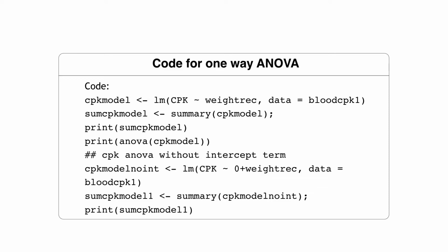So it's a linear model, and CPK is the creatine phosphokinase, and then we put weight rec in it, and then we put the data, which is blood CPK. And we'll say we are going to summarize the CPK model. When we do this, we just put summary of this, and then we print the summary of the CPK model. And this is what we get to see.